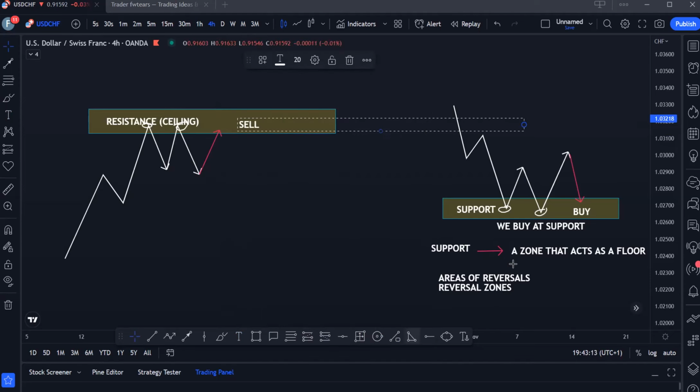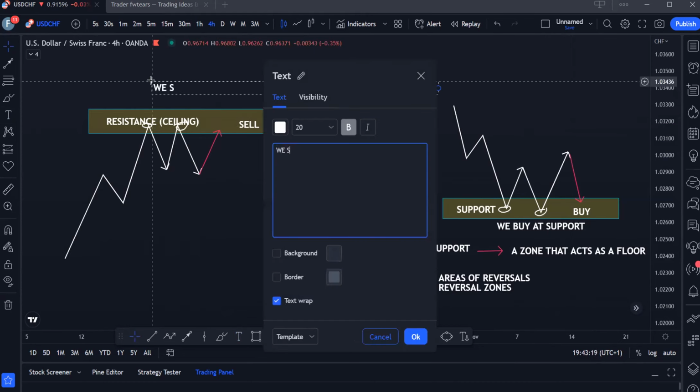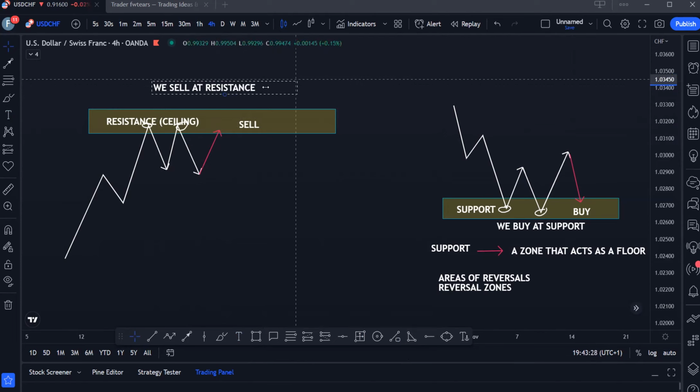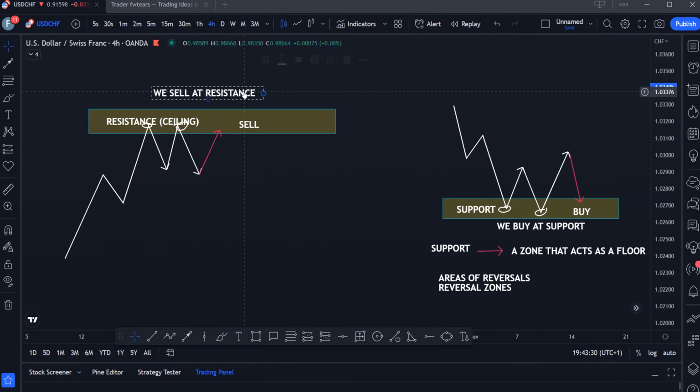Okay, so we buy at support, and then what do we do at resistance? We sell at resistance. Okay, we buy at support, we sell at a resistance zone. Why are we selling at a resistance zone? Because that zone has given us historical data that there is resistance at that point. So most likely price does not want to break that point. So it is in that zone that you'll be looking for sell opportunities.